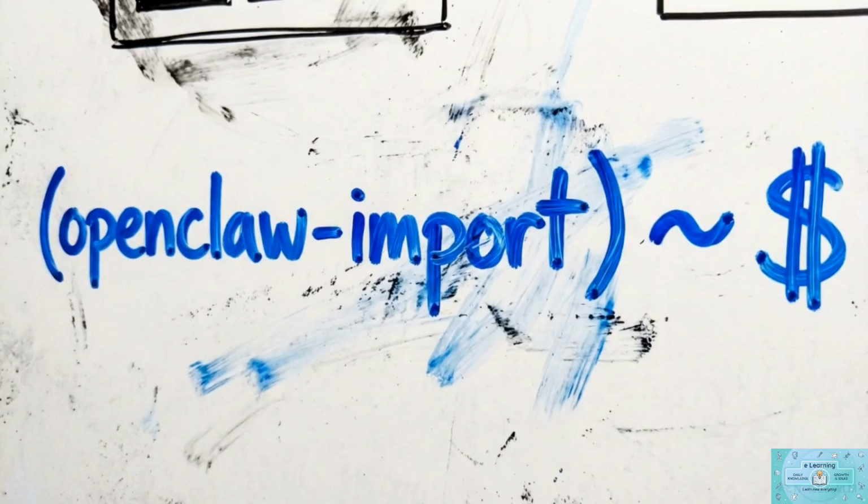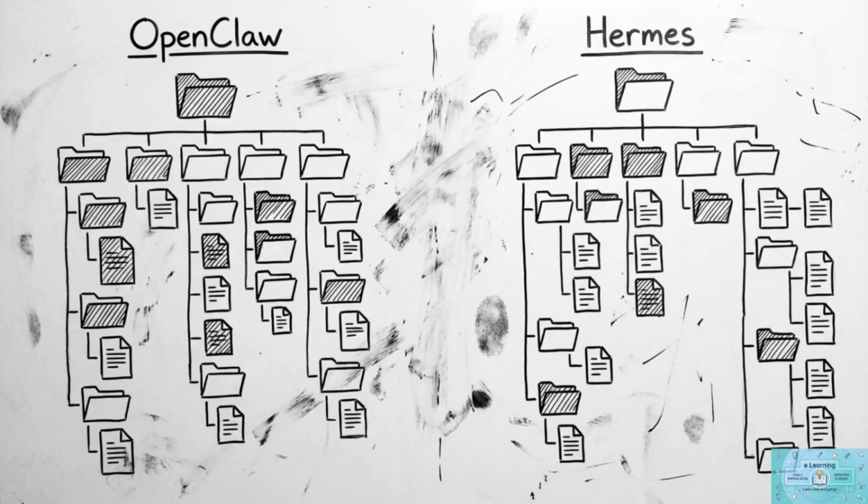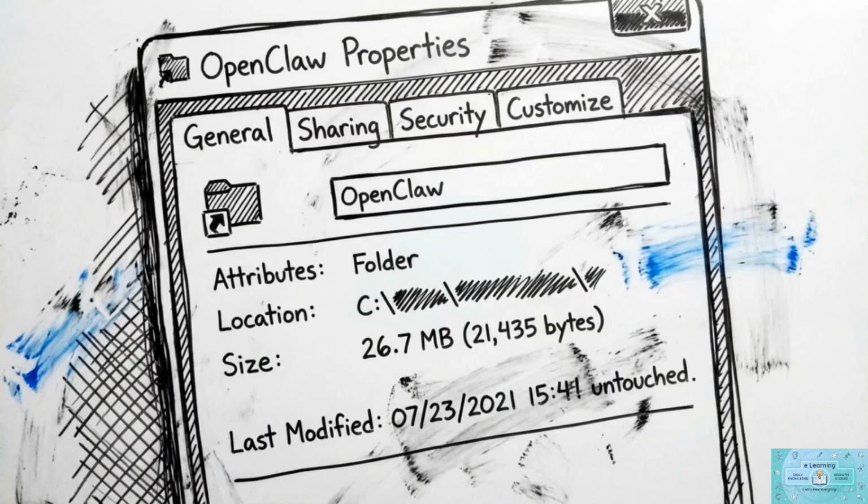Your command prompt will update to show the profile name. That visual confirmation means the sandbox is locked in and ready to receive data. By isolating the target environment first, your original OpenClaw files remain completely untainted. If the transfer sequence fails, your current agent stays perfectly intact.